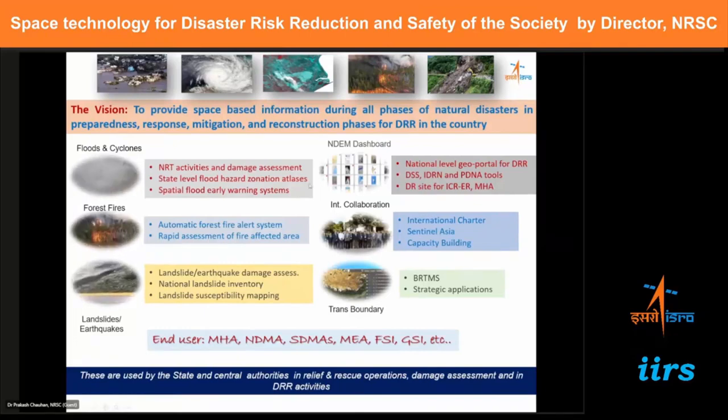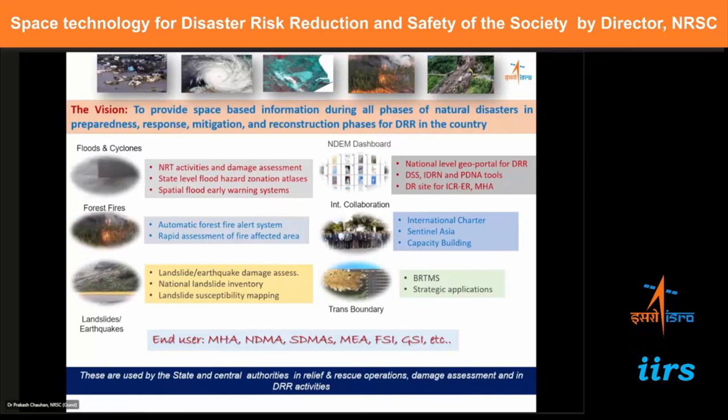We have also developed methods for spatial early warning systems in this country, where up to 2 days in advance we can do forecasting that this area is likely to get inundated by flood. In case of forest fires, automated forest fire alert systems have been generated. Rapid assessment after the fires have happened is also provided to forestry officials. Then in case of landslides and earthquakes, how much area has been damaged once a landslide or earthquake has happened, that rapid assessment is being done.